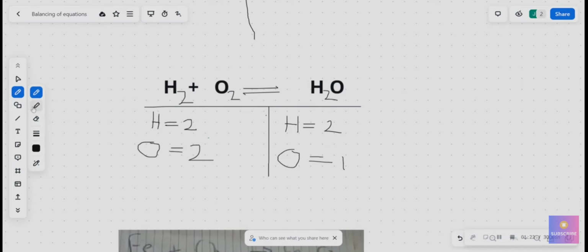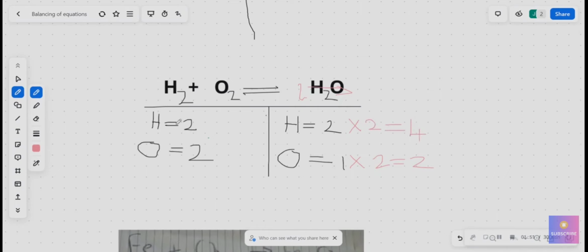On this side, I like to take a different color so that I don't get confused. I multiply it with a 2 to get a 2. I can never change the subscript. I can only change the coefficient. I can only multiply, so I multiply it by 2. That means it multiplies throughout. So then I need to multiply this 2 from the hydrogen also with a 2, and that will give me a 4.